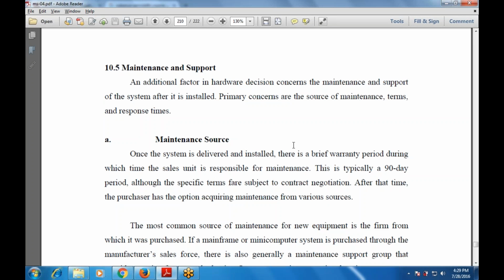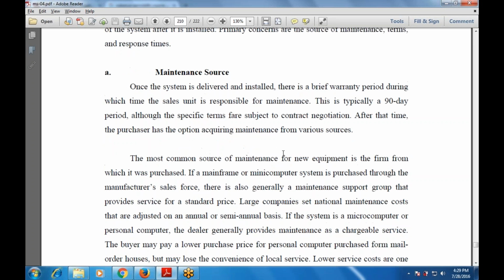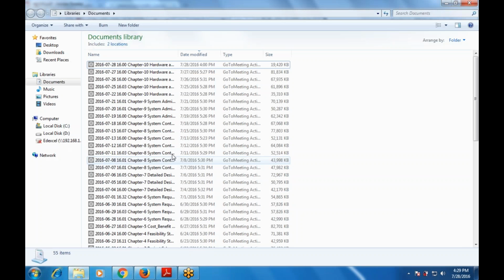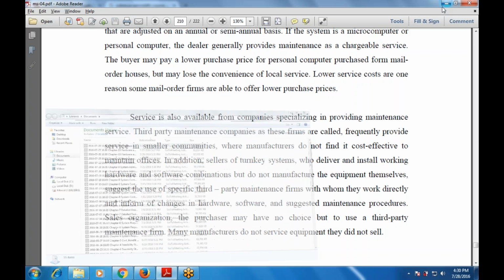So first of all, the system is delivered and installed, and there is a brief warranty period during which the sales unit is responsible for maintenance, typically 90 days, although the specific terms are subject to contract negotiation. The most common source of maintenance for new equipment is the firm from which it was purchased. Service is also available from companies specializing in providing maintenance service. There are multiple services available for maintenance purposes.